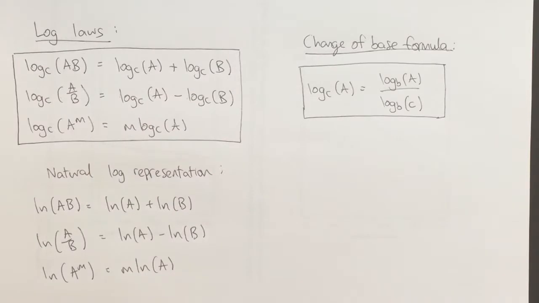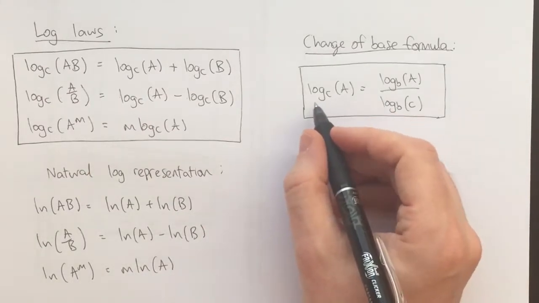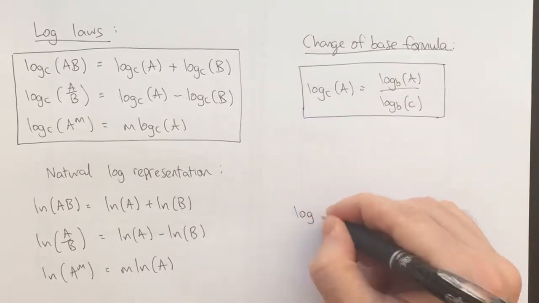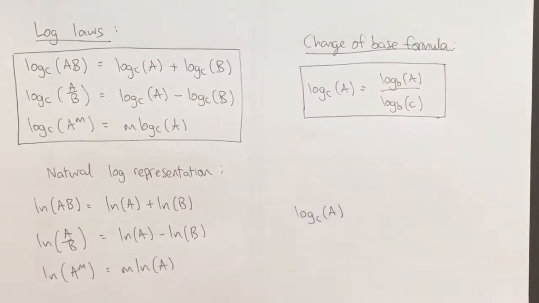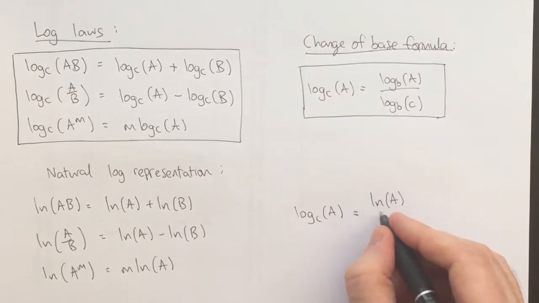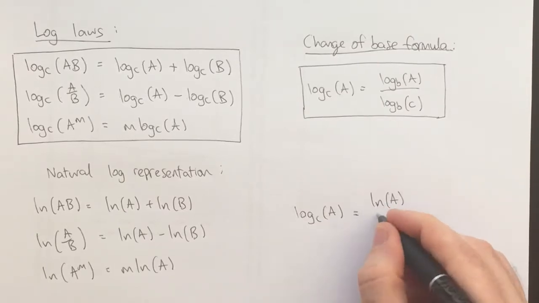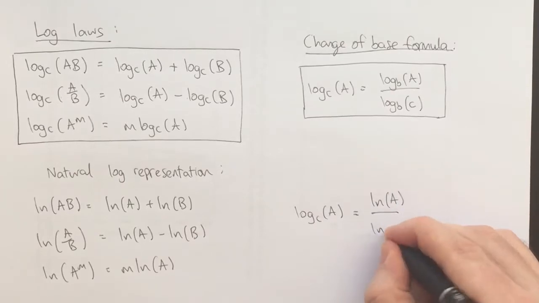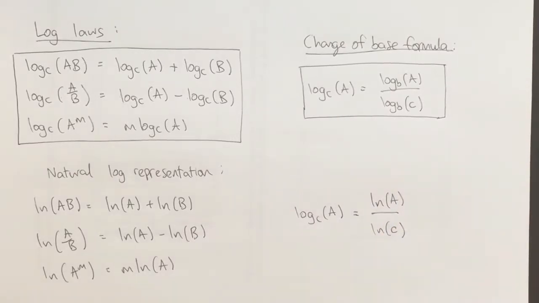And if you wanted to change log to the base c of a to an expression where the base is e, or to natural logs, well, that would work the same. Log to the base e of a, which is natural log of a, divided by log to the base e of c, which is natural log of c, the old base.